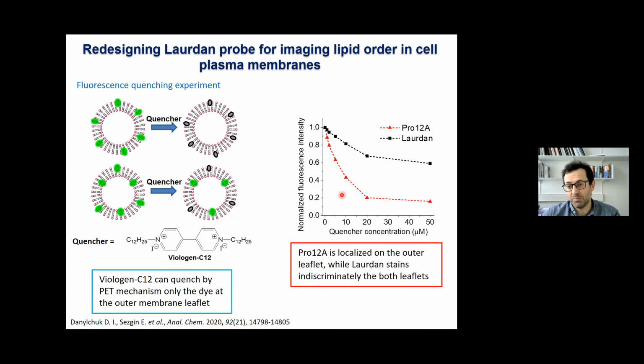Weaker, let's say 50%. And this is what we observed. When we compare this Pro12A, which is our leaflet binding probe, we could see a very nice quenching with our Violagen quencher. In case of Laurdan, the quenching was much weaker, like say half of what we observed for Pro12A. Which confirmed that their binding mode is quite different. And so this is rather a one leaflet binder, and Laurdan distributes between both leaflets.